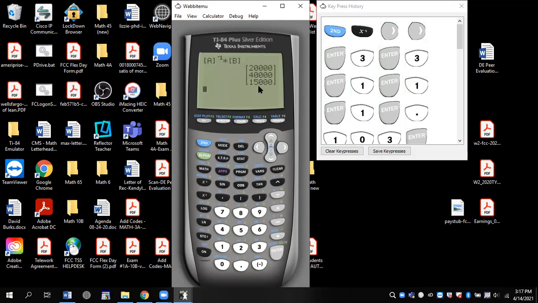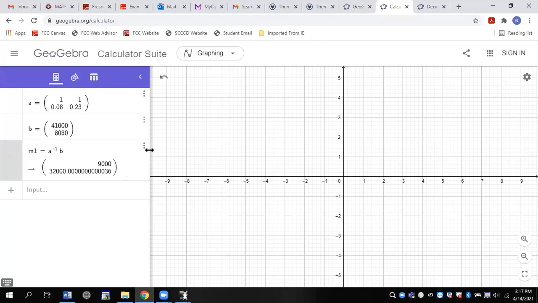20,000, 40,000, 15,000. That's how much needs to be invested in S, B, and C, stocks, bonds, and CDs. 20, 40, and 15,000. Let me show you on GeoGebra as well. See how well GeoGebra does.